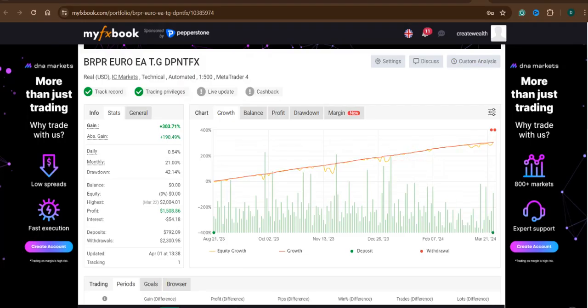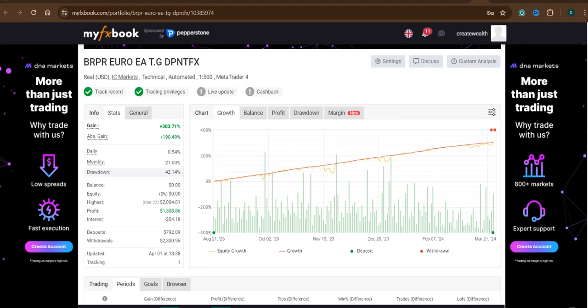This is the MyFXBook page of the previous account. We were trading this account from 21st of August, and we traded it till March 26. March 27 is the one that I just showed you. So March 26, I think we closed a little earlier, but it is showing up to March 26, and that is fine. The monthly profit on average was 21%, and drawdown is 42.14%.